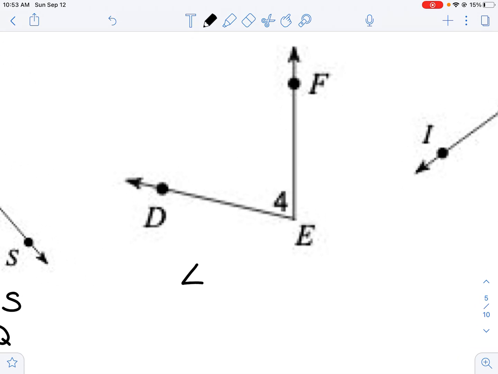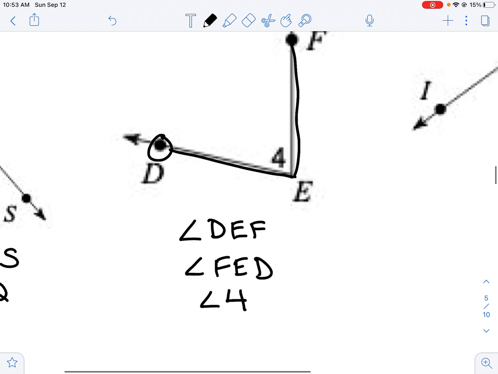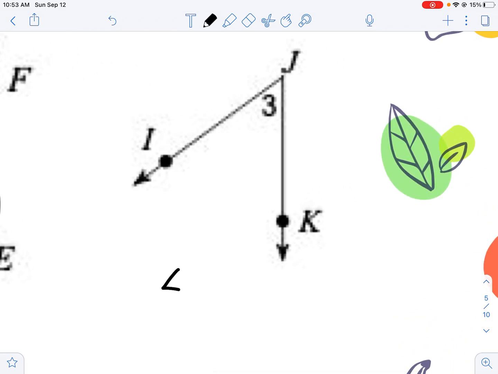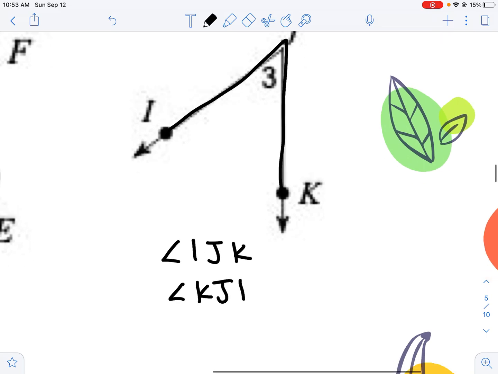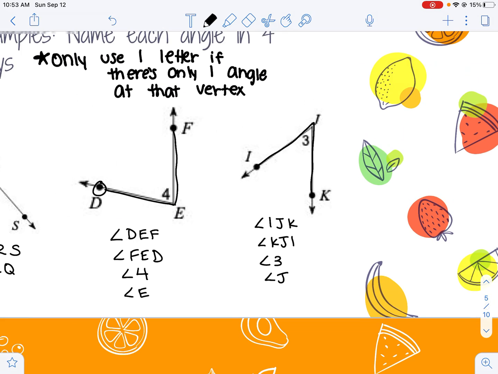On this next piece, I'm starting at D, go to my vertex E, turn, go to F, angle DEF. I can reverse that, angle FED. I could use the number that's written for it, or because there's only one angle E, I could do angle E. And then I've got this one as well. I've got angle IJK. I can reverse that, KJI. I could do angle 3, and I can do angle J.